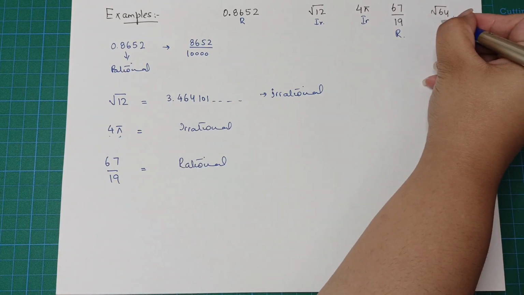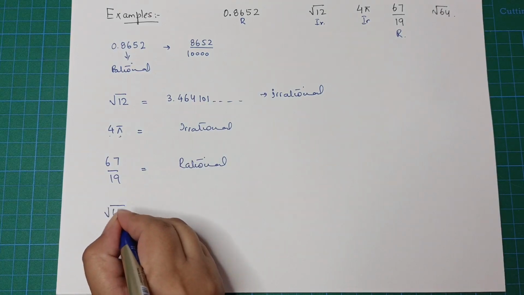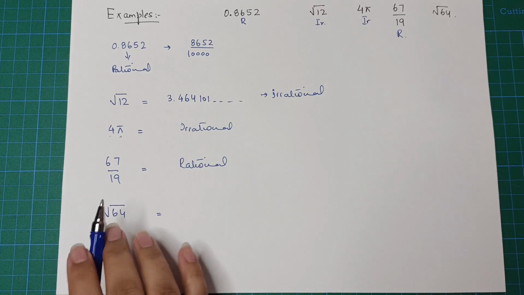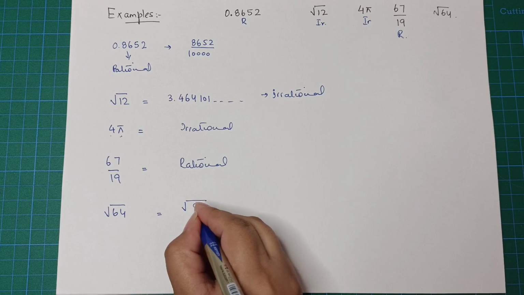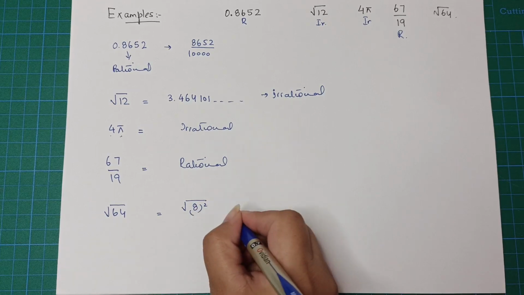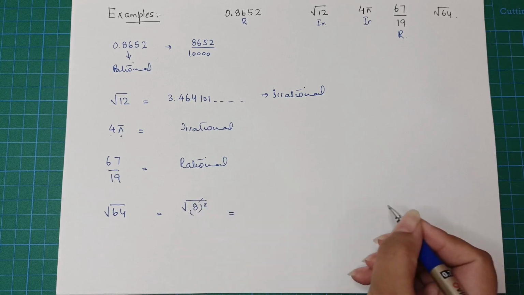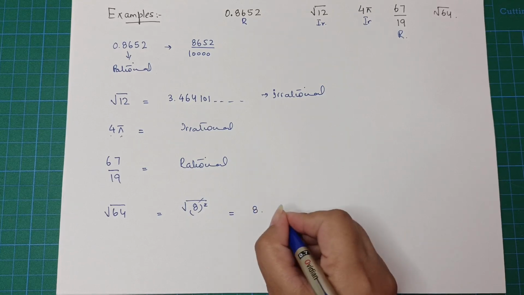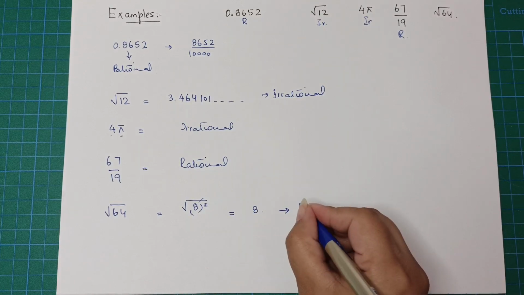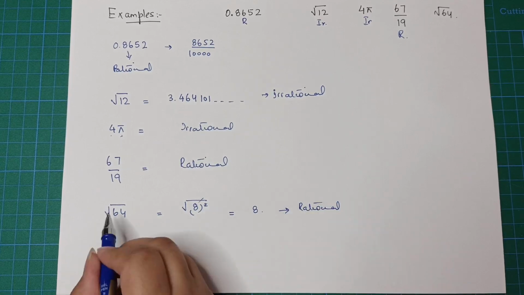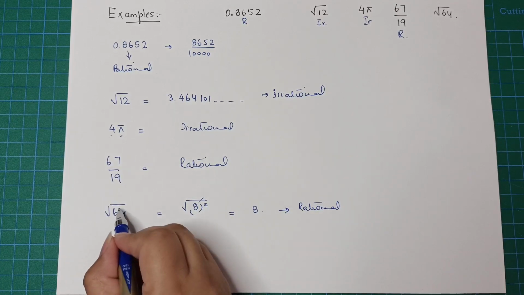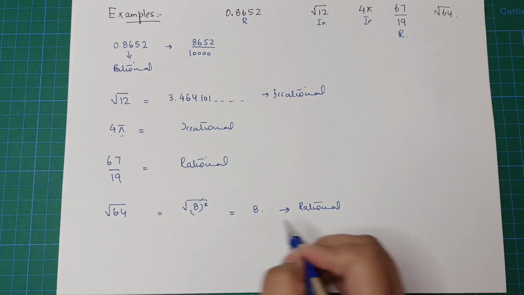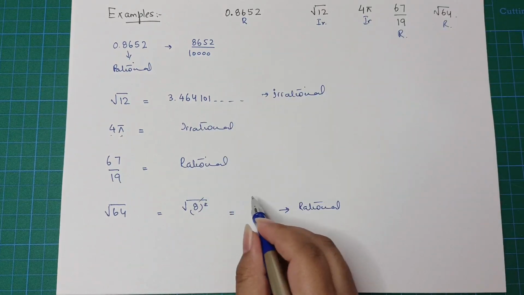Now let's have a look at the last value, which is under root 64. Under root 64 is the square of 8. It can also be written as 8 square. So when you open the square root, you cancel the 2 with the square root sign. The answer is 8. So it's a whole number, it's an integer, and this is a rational number, because we were able to open this square root because the number inside the square root is a square of some number. It's a complete square of a number, right? That's why it is known as a rational number. It's a whole integer, right?